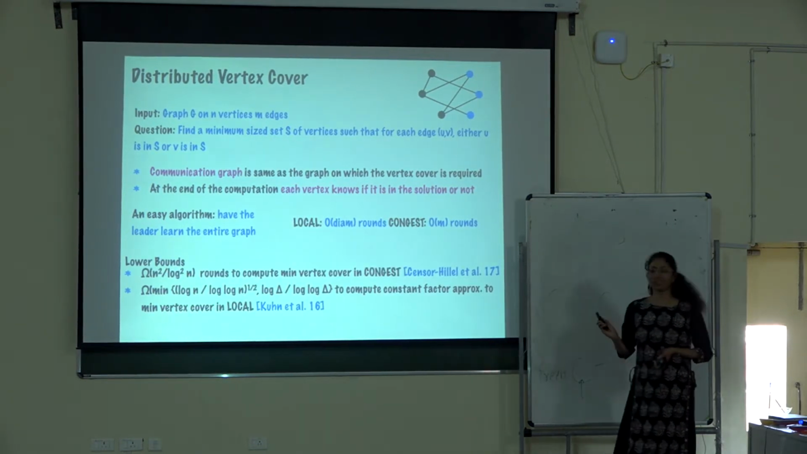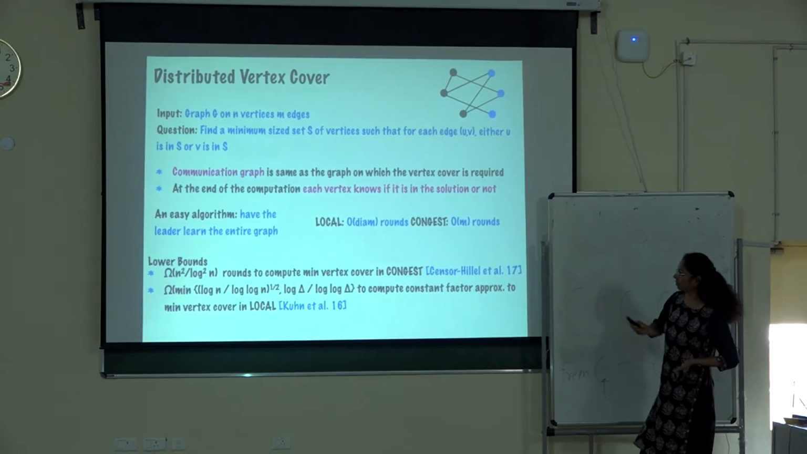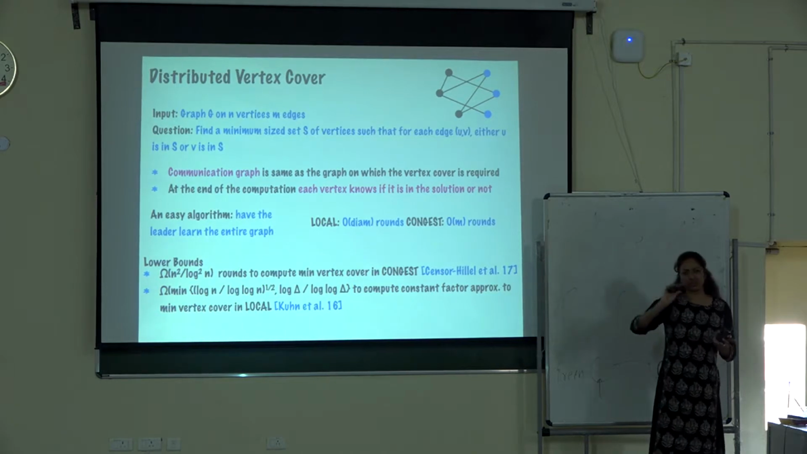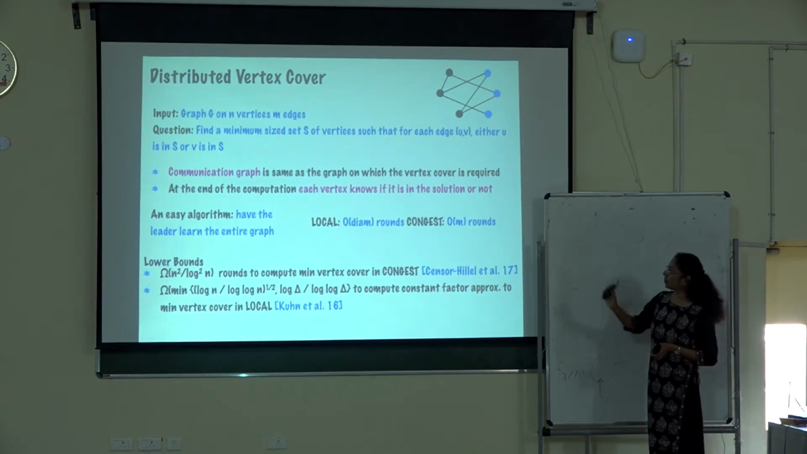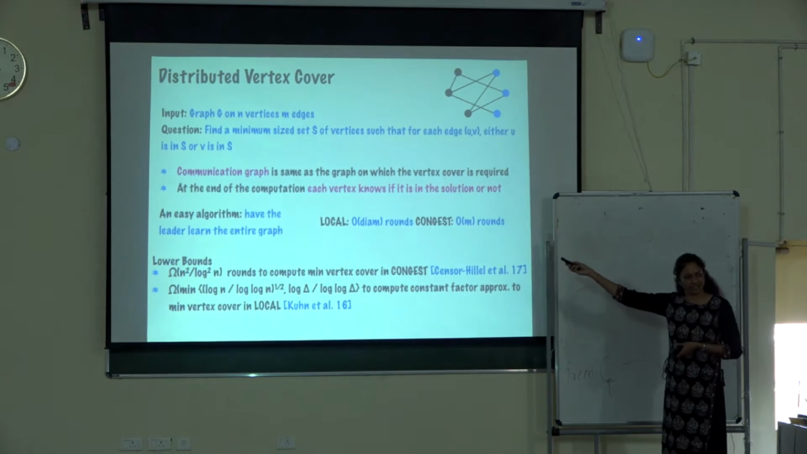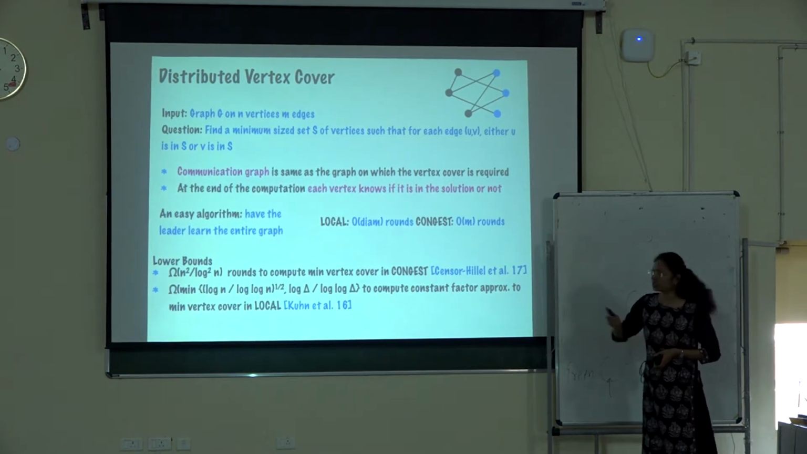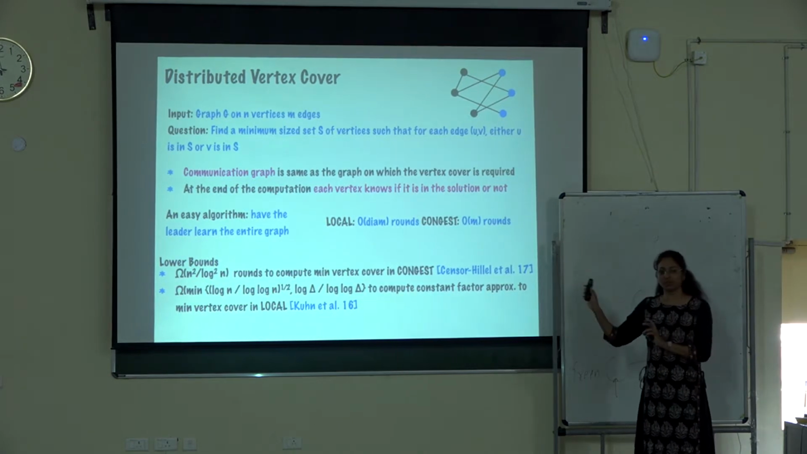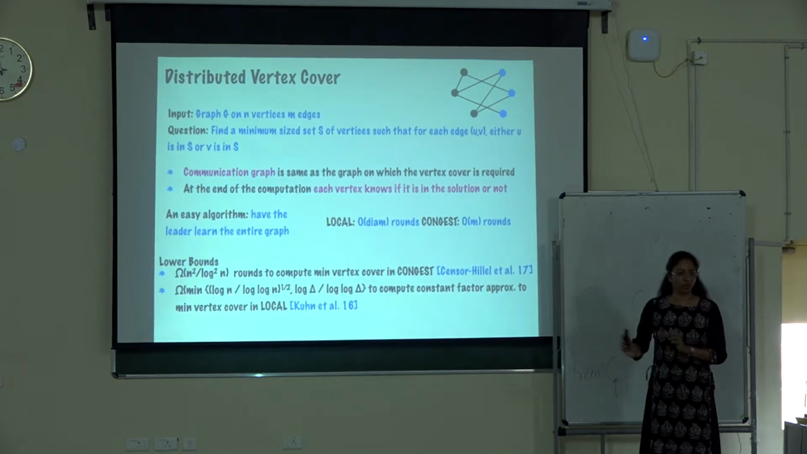So these are the lower bounds that are already known in the literature. So you know that, okay, m is worst case n square. We assume that the input graph is connected. So n square CONGEST rounds, that's a very easy algorithm, and there are lower bounds that are also known. Okay? And there are no non-trivial exact algorithms in the distributed setting known for vertex cover.